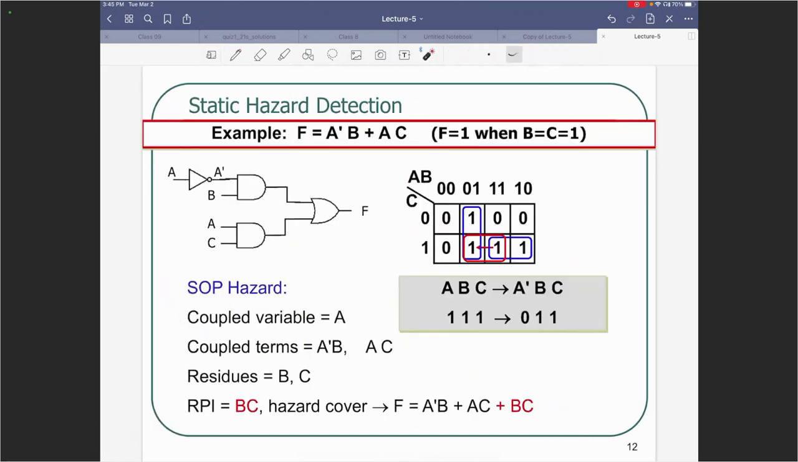Some more examples. We have a static hazard detection problem. Our function is given to us as A complement and B or A and C. Because this is just three variables, we can take the K-map approach or we can take the terminology approach. Either way, we should get the same answer. So let's try to identify the coupled variable, coupled terms, residue, and RPI. What we see here is A is being represented in its complemented form and in its true form. So A should be our coupled variable. If you leave out A from those two terms, you get the residue. So the residue should be B and C.